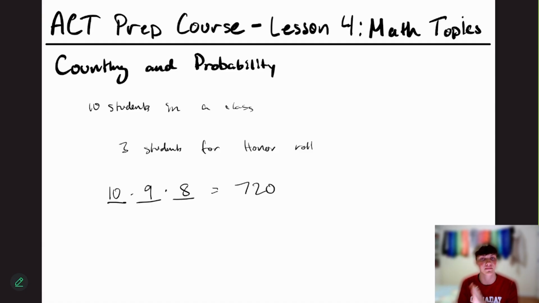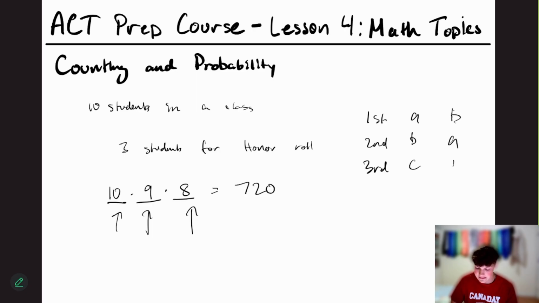If the order does matter, all you have to do is take 10 times 9 times 8, or figure out how many choices there are for here, here, and here. Because if order matters, we're picking the top 3 students in the class. We're picking first place, second place, and third place. Then ABC is different than BAC, because they have assigned spots.